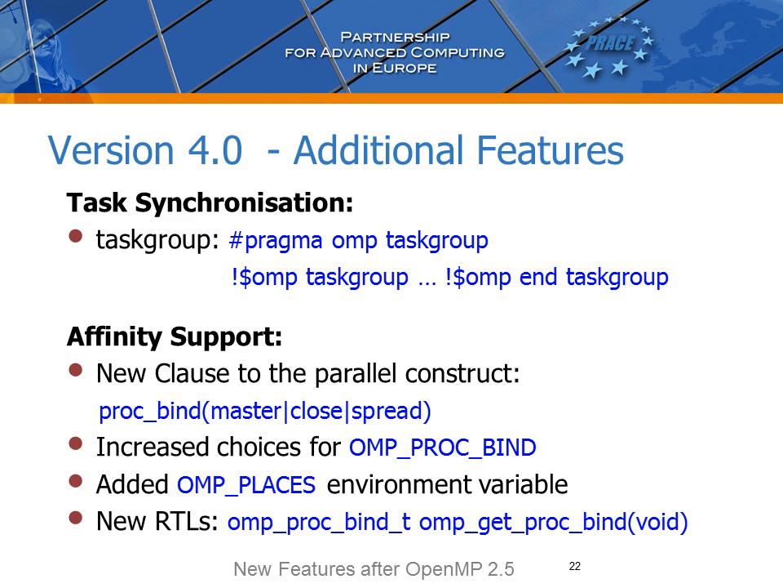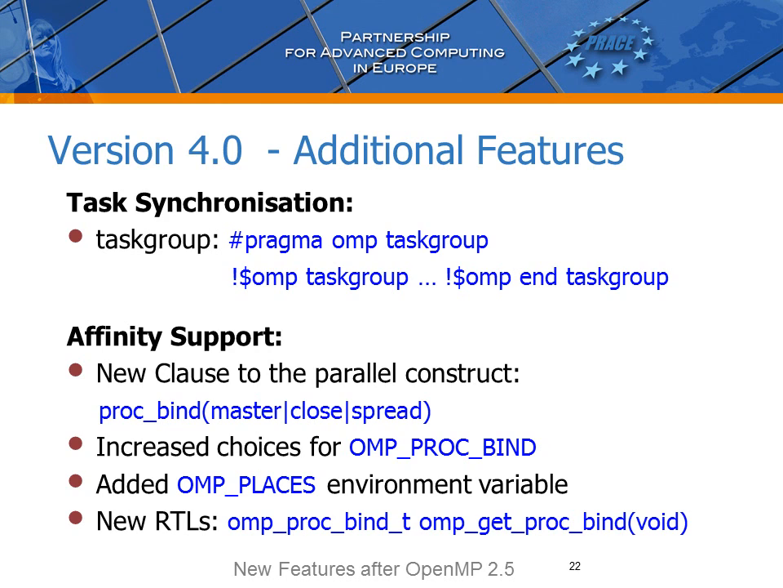Another new extension in version 4.0 is additional support for thread affinity. The new clause proc_bind is included in the parallel construct to specify the places to use for the threads in the team within the parallel region. The value is among master, close, or spread. The master thread affinity policy assigns every thread in the team to the same place as the master thread. The close policy assigns the threads to places close to the place of the parent thread.